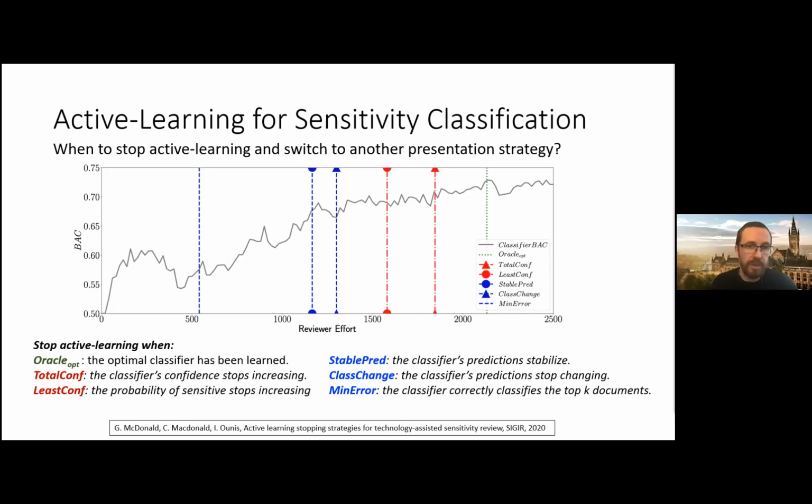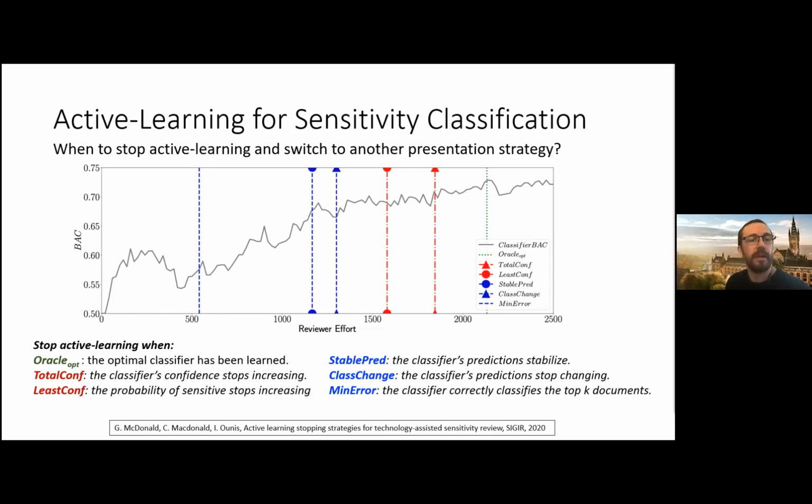So this plot just shows an experiment that we did to start to investigate this. And so far, we've just looked at heuristic approaches. So I've listed the stopping strategy, as we call it. We want to know when to stop the active learning process so that we can switch back to a normal process.